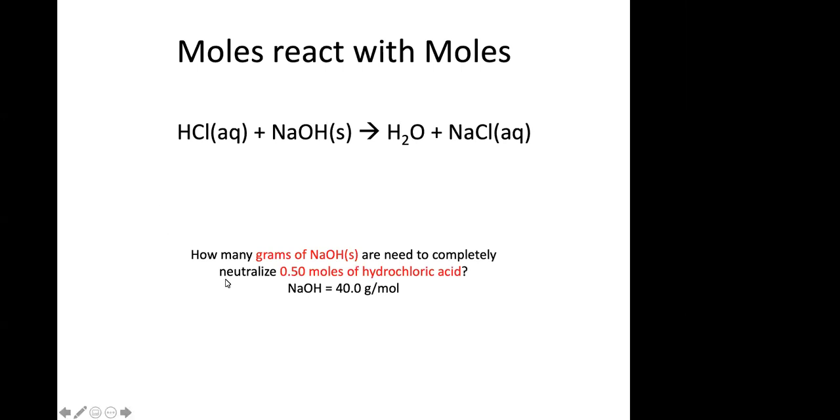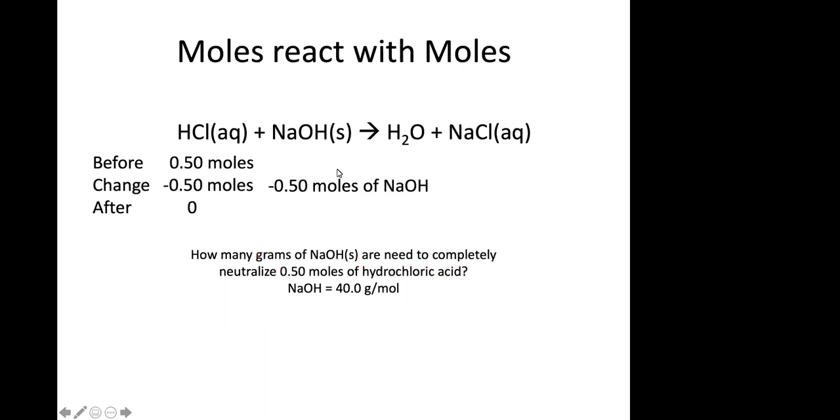So if I had a question like this, how many grams of sodium hydroxide are needed to completely react with 0.5 moles of hydrochloric acid? I've got to make sure that moles are reacting with moles. Now, we looked at that a couple of different ways. If we were thinking about it in terms of a BCA table, we would say that we started out with 0.5 moles of hydrochloric acid. To neutralize it, that means we want to use all of that up. Now, if I look, the coefficients are 1 and 1. So if I want to use up 0.5 moles of hydrochloric acid, it's going to take 0.5 moles of sodium hydroxide.